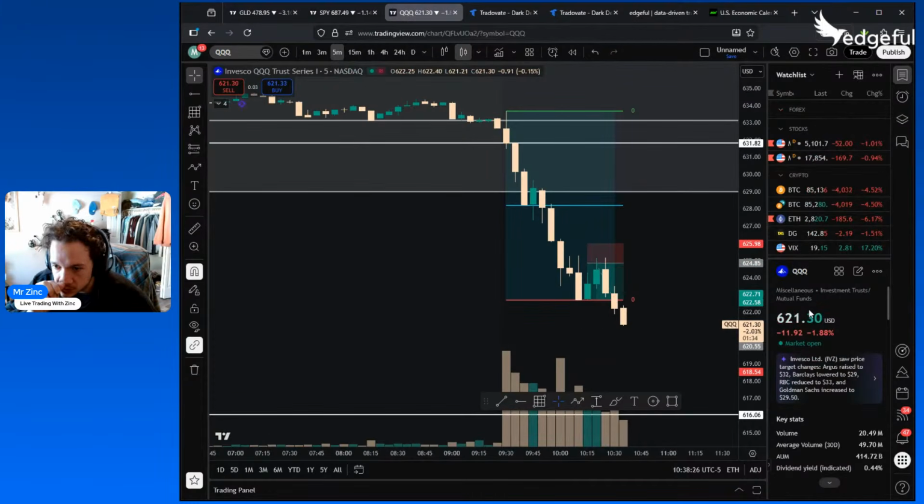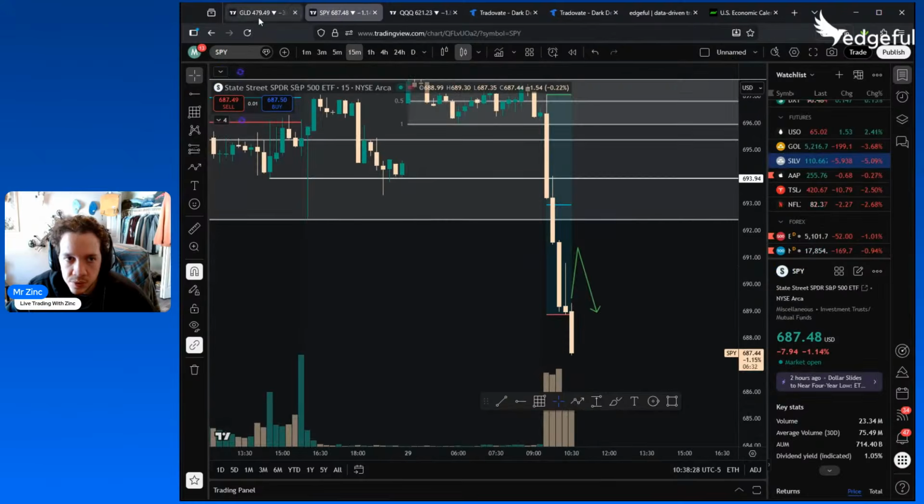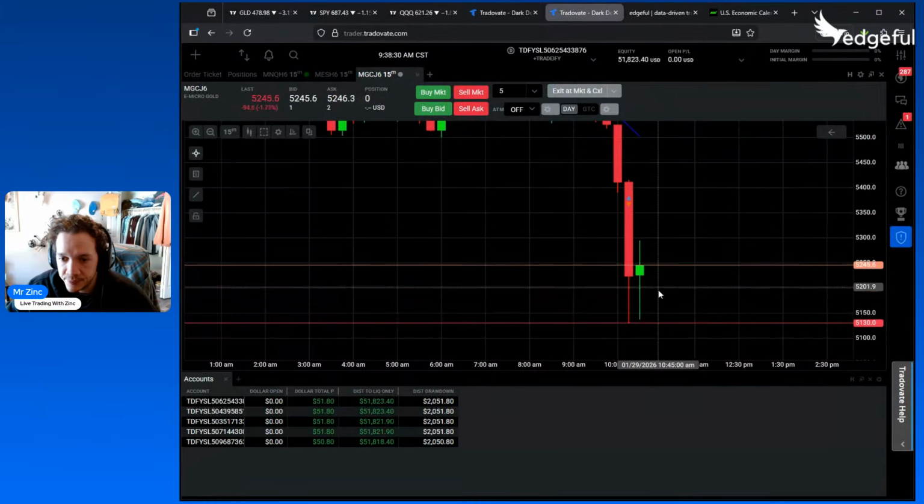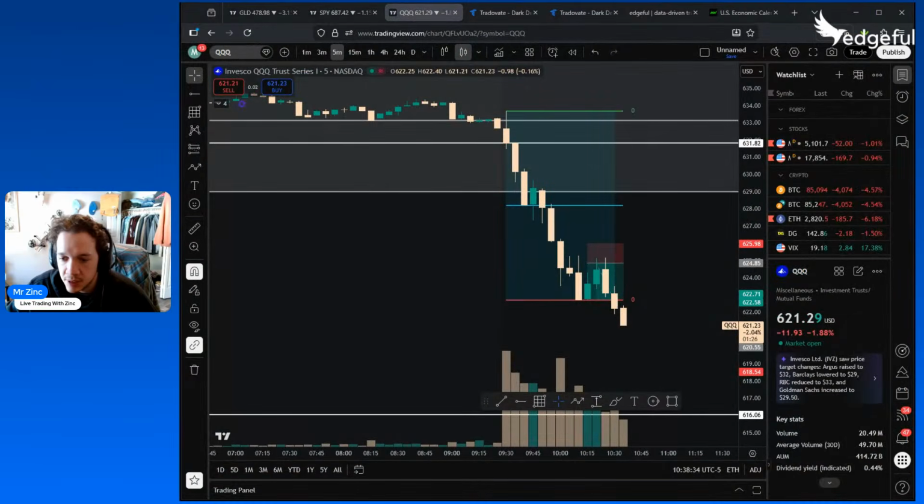2% drop on QQQ. Gold is another 100-point wick right now for fun. Don't get sucked into the FOMO today, please.